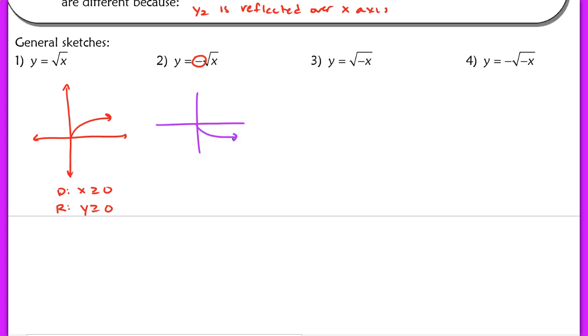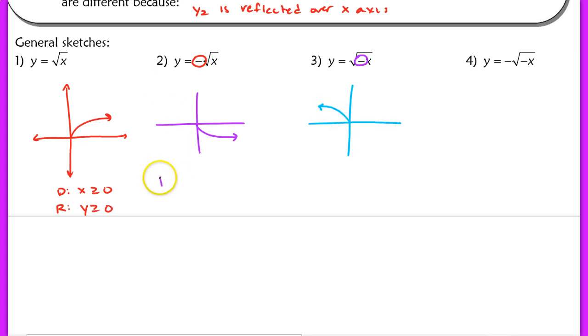So this is a reflection of that graph over the x-axis, which means it now will open down and to the right. And when we graph something where we have a negative on the inside of the radical, this time it's a reflection over the y-axis. So we flip this over the y-axis, so now it's going to open up but to the left. So there's the general shape here. Oops, I forgot to do domain and range.